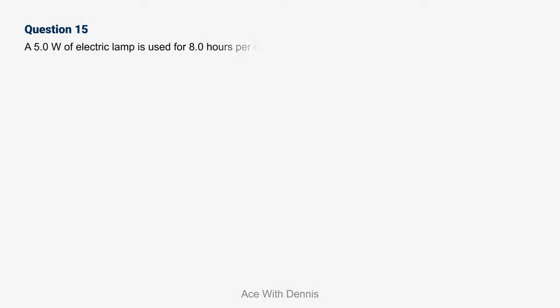Question 15. A 5.0 watt electric lamp is used for 8.0 hours per day for 4 weeks. How much energy is transferred to the lamp?